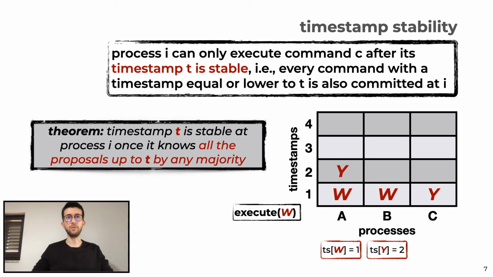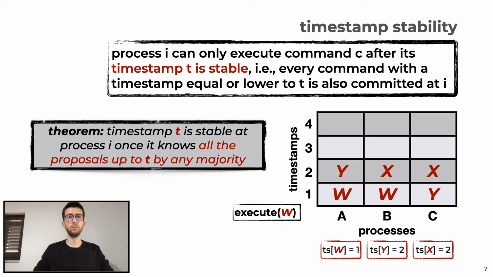Intuitively, it's not safe to execute command Y because another command can still be committed also with timestamp 2. This can occur when such command gets proposals from processes B and C, in which case it would be committed with timestamp 2. And this is exactly what happens with command X. Now, when we see these two commands committed, it is safe to execute them as timestamp 2 is now stable. And that's because we have all proposals up to 2 by some majority, for example, A and B.